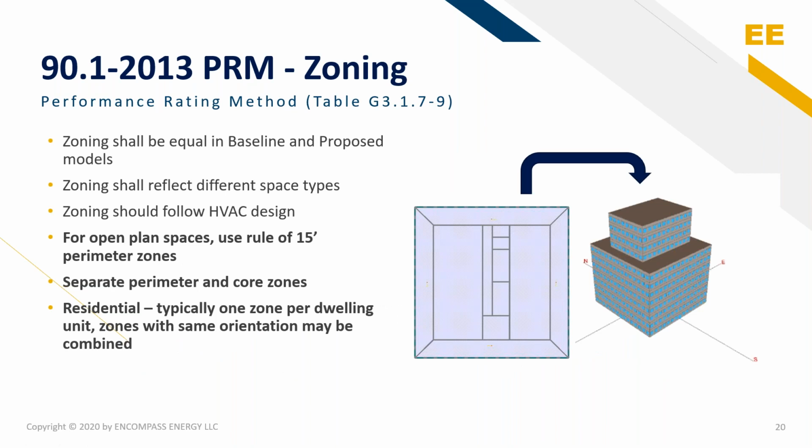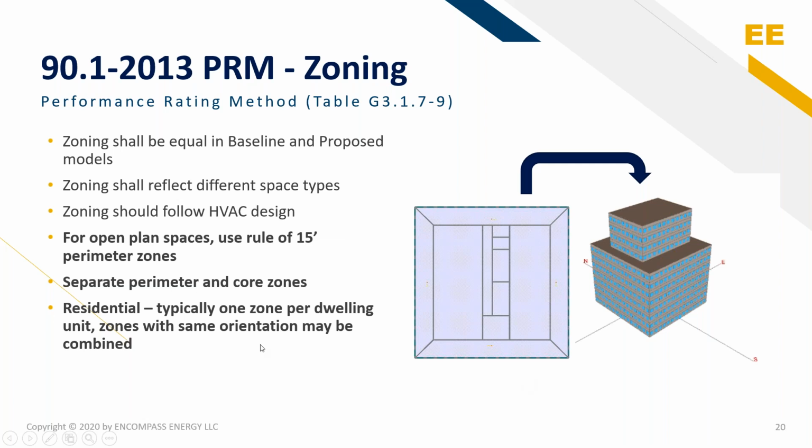So in terms of zoning, what does this look like? Zoning shall be equal. You have zones that reflect different space types, and in not all cases will a specific zone be equal to a thermostatic zone in the building. So it should follow the HVAC design generally, but you can combine zones when you're running through this process. If you have a core and shell type building, which this is sort of more representative of, you need to show roughly a 15-foot perimeter zone. That is what's dictated by Appendix G, and separate your perimeter and core zones. Otherwise, it's fairly open to interpretation.